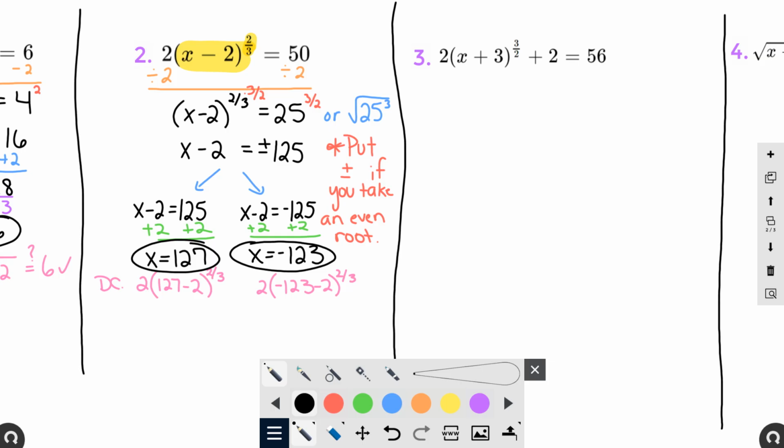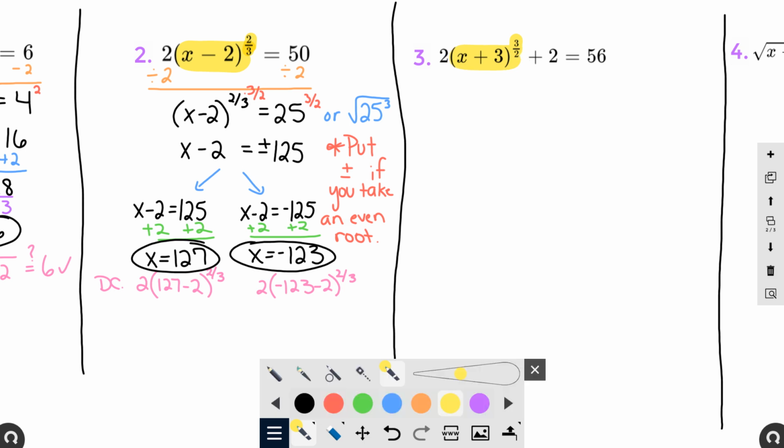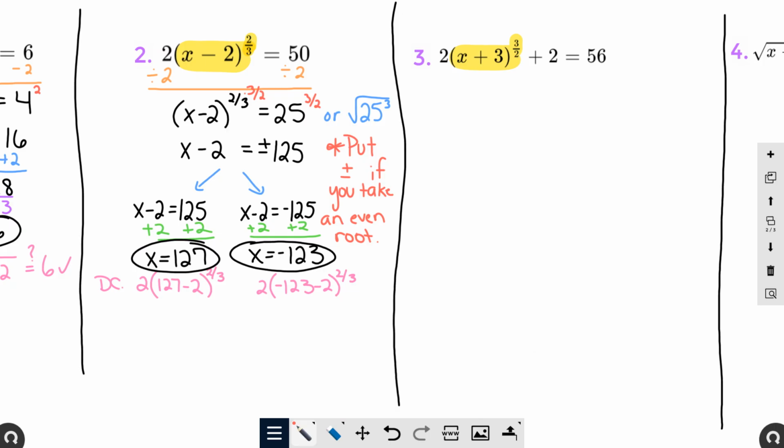Okay, let's see if we can get this one. What do we need to do first? What's our first step? That's right, we got to get the parenthesis and exponent by itself. So all this needs to be by itself. So what am I going to do first to get that by itself? Not quite. Subtract the 2, then divide.